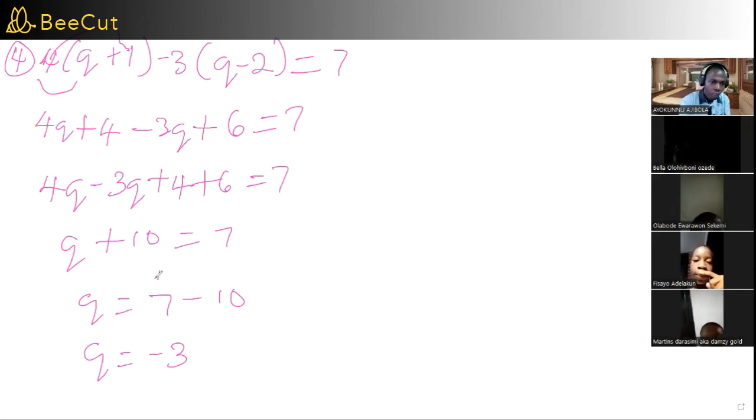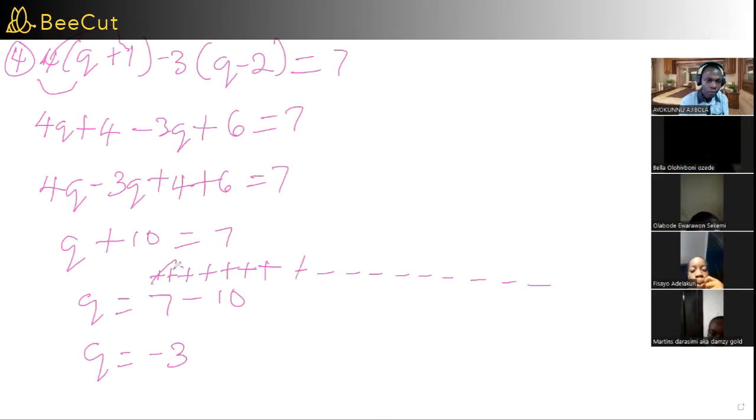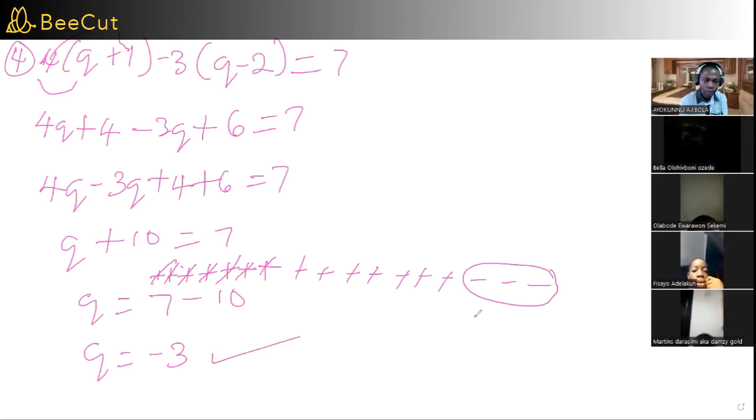If you have positive 1, 2, 3, 4, 5, 6, 7 positive. This is positive 7. Then negative 10: 1, 2, 3, 4, 5, 6, 7, 8, 9, 10. One negative cancels one positive, a positive cancels a negative. If you keep canceling, you will discover that at the end of the day, what you have left is a negative. And how many negative? That is 3. That's where we get our minus 3 from.